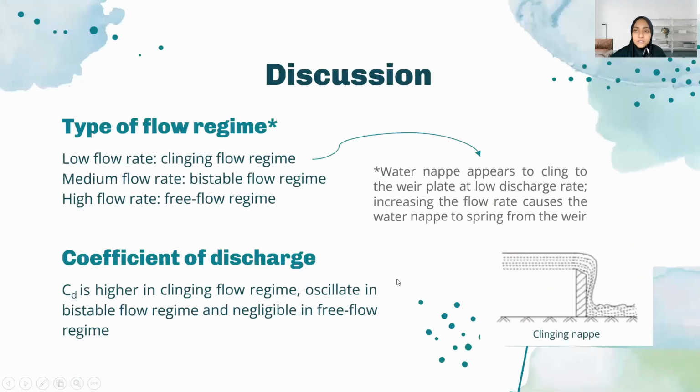Okay, due to the limitation in data, we do not have sufficient data, so we have decided to find a theory for comparison between the three flow rates, which is the coefficient of discharge. The discharge coefficient is higher at clinging flow regime, which is at a low discharge rate, but it will oscillate in bistable flow regime, and it is negligible in free flow regime.